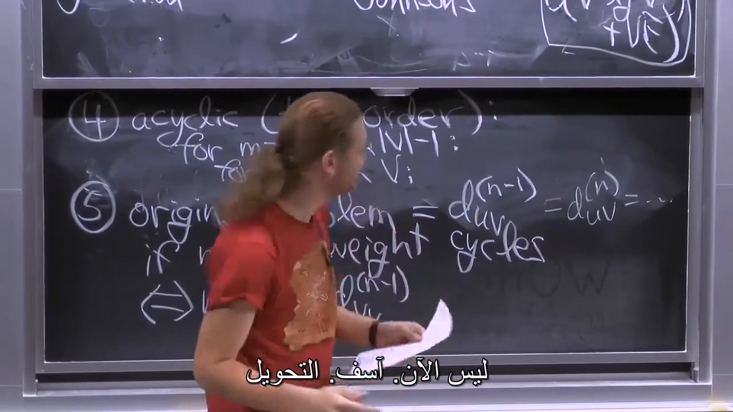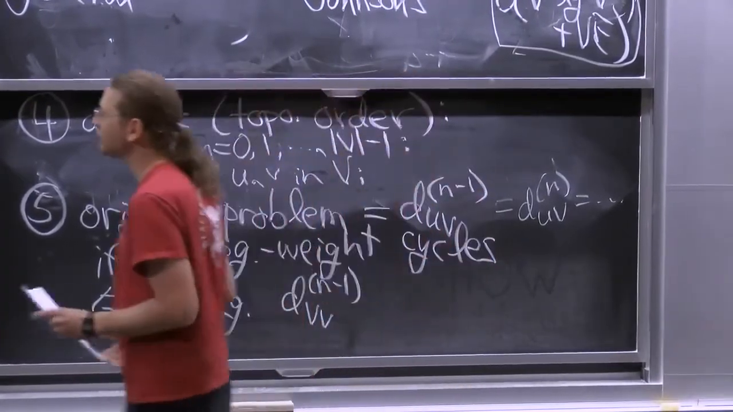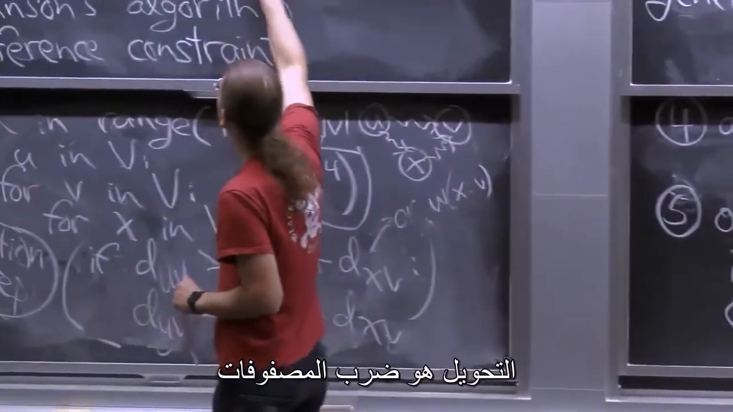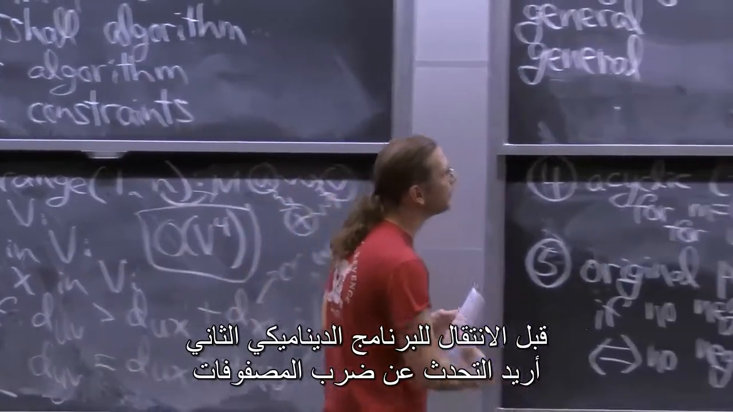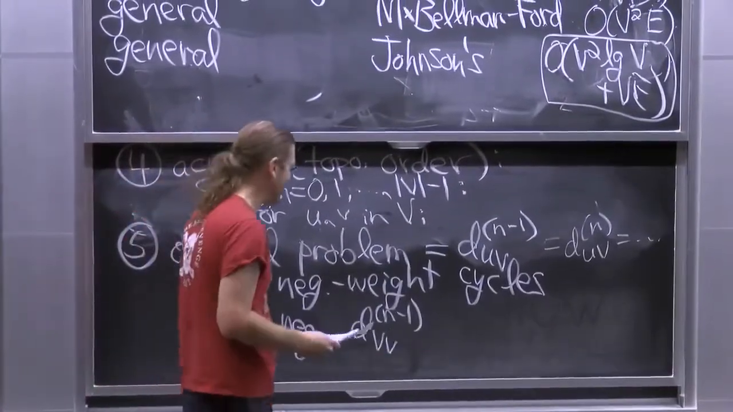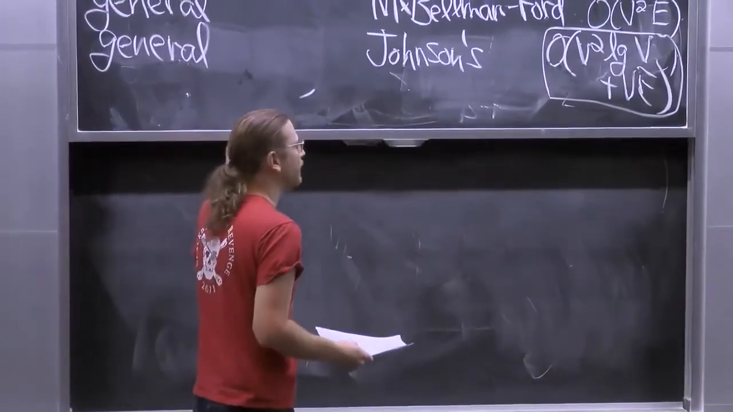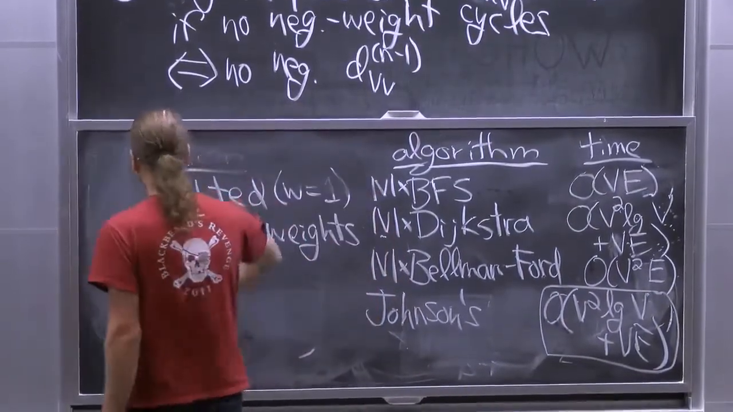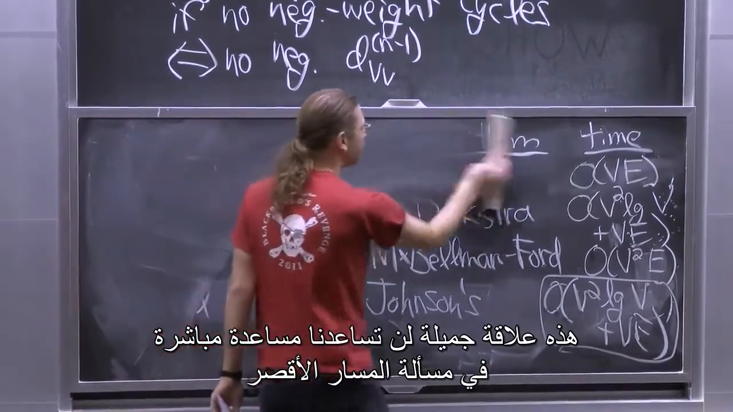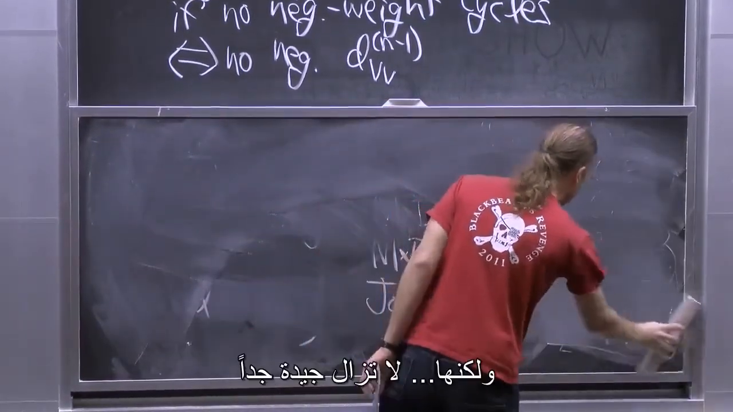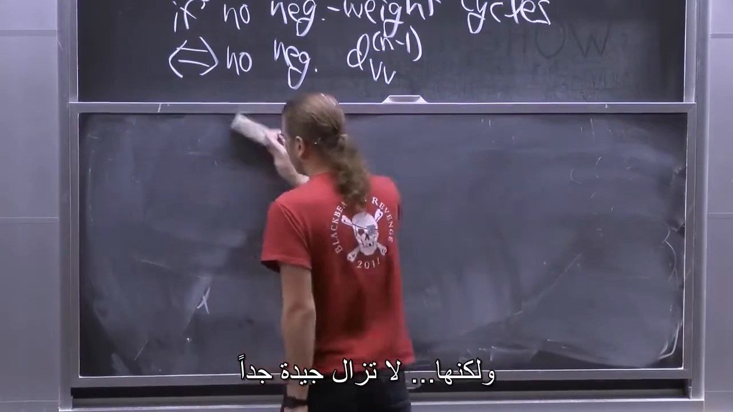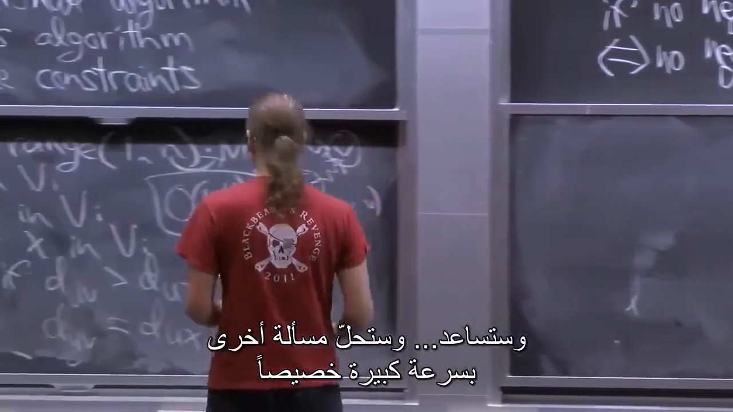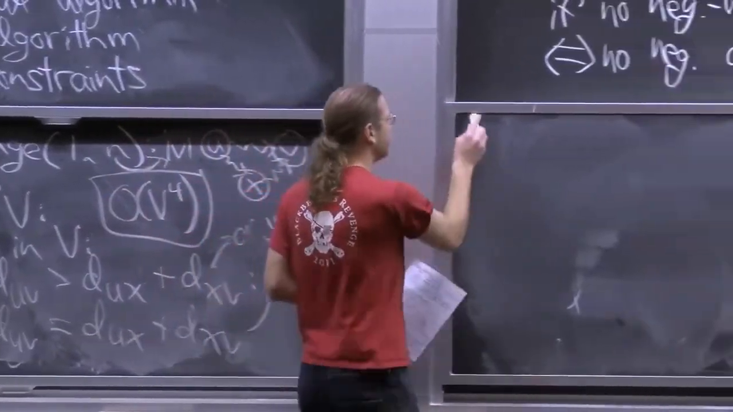Not yet. Sorry. Diversion. Diversion is matrix multiplication. Before I get to DP2, I want to talk about matrix multiplication. This is a cool connection. It won't help us directly for shortest paths, but still pretty good. And it will help. It'll solve another problem especially fast.